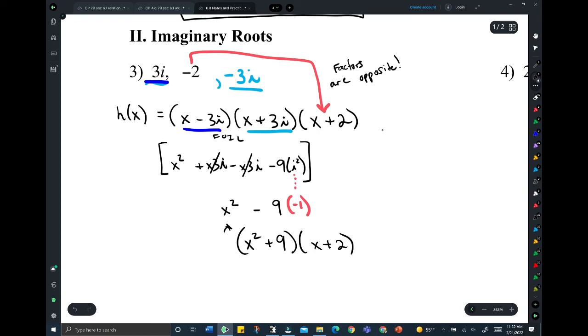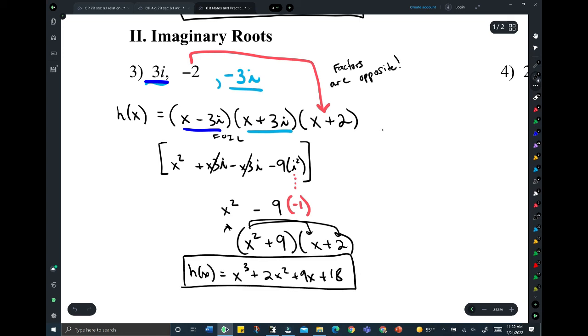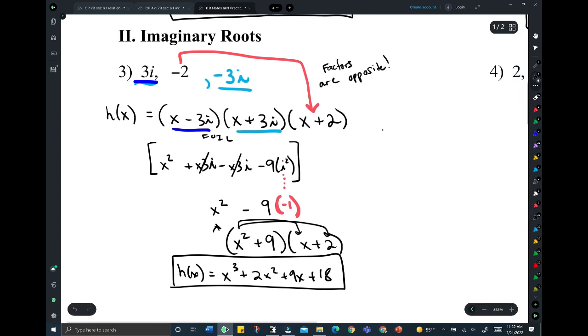At the very end, just another bunch of FOIL to get us going. X to the third plus, that was our first, outers, 2x squared plus 9x plus 18. Bada bing, bada boom. That is it there. So really the only curveball with that is making sure you get that negative 1 from the i squared.